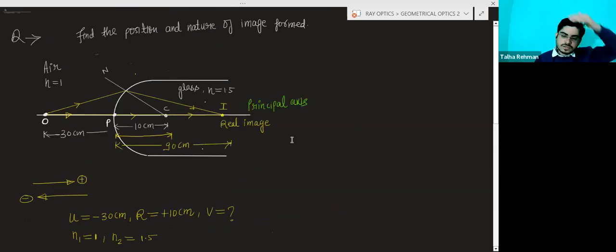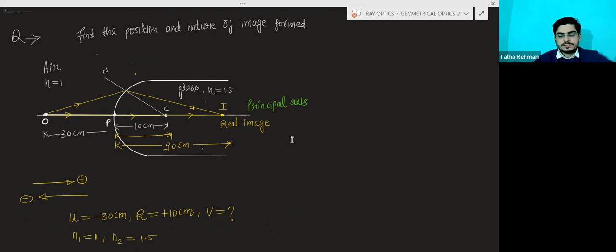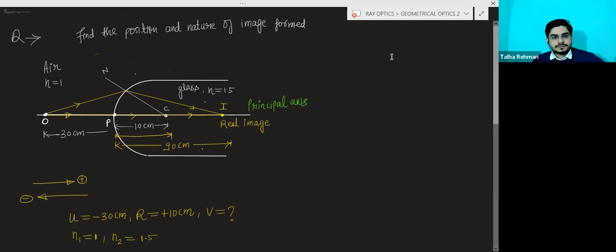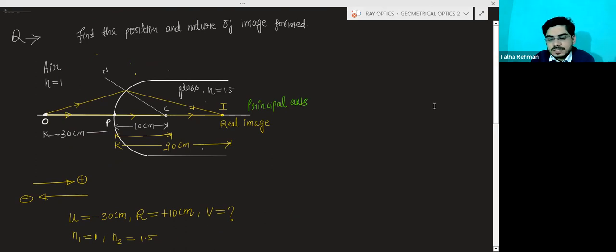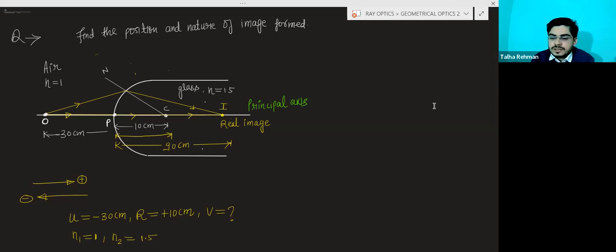So this is all about refraction from spherical surfaces, and after that we will discuss lenses. A lens is a solid transparent medium bounded by two surfaces, and in case of a lens, at least one of the surfaces should be spherical. Spherical means it can be in the shape of convex or concave.